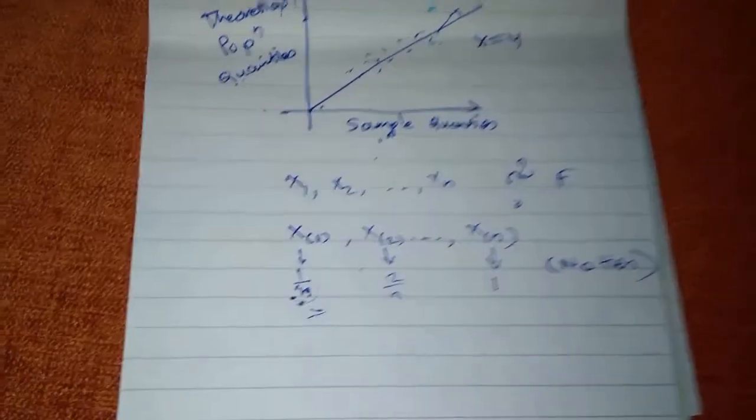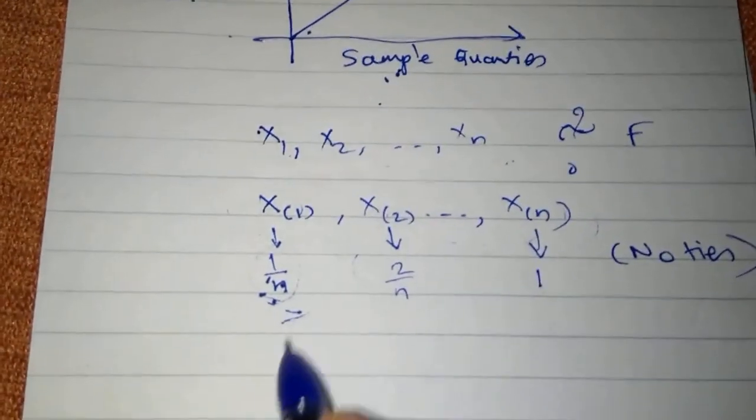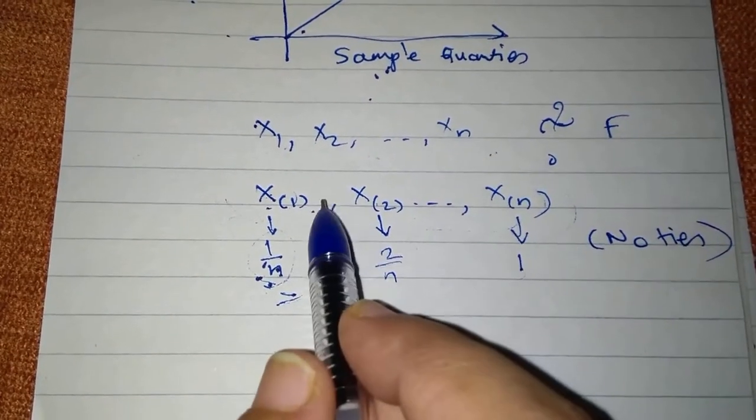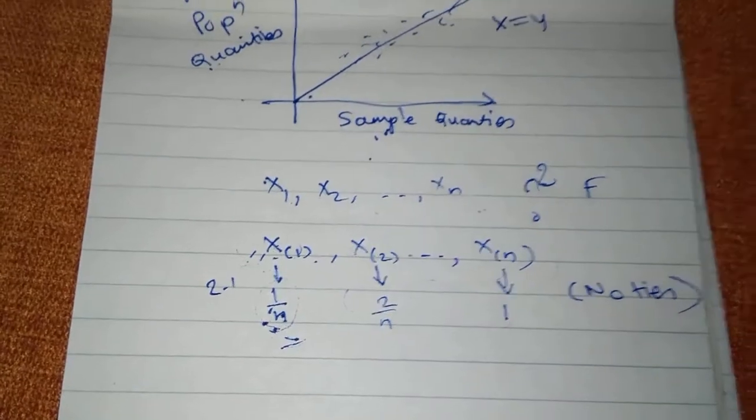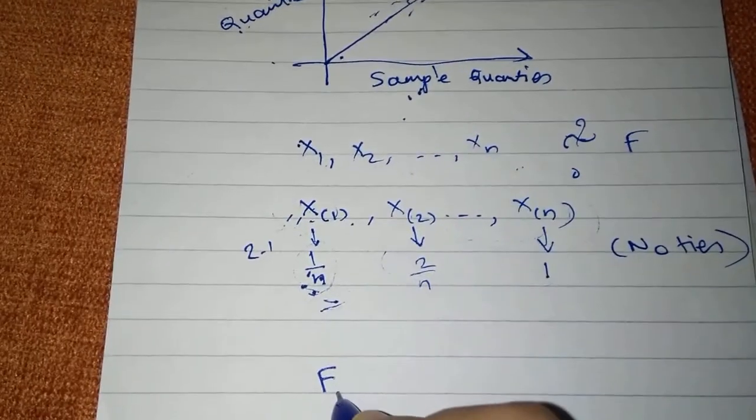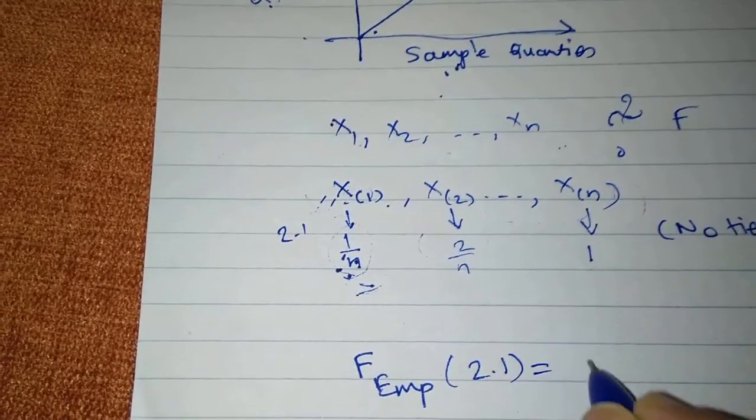Are you getting what I am trying to say? Let me repeat. What I know is, in my sample, x ordered 1, whatever its value, let me say its value is 2.1. Suppose 2.1 is the smallest observation. What I know is the observed CDF, or empirical CDF, at 2.1 is 1 by n.